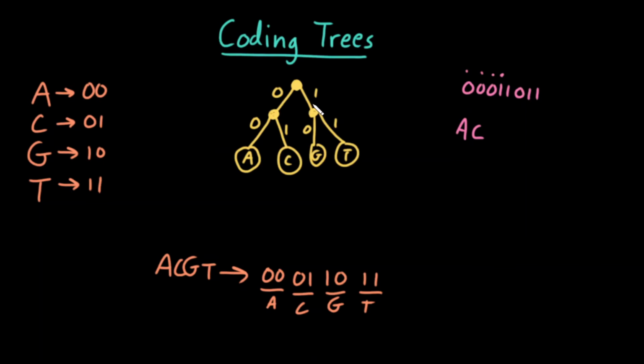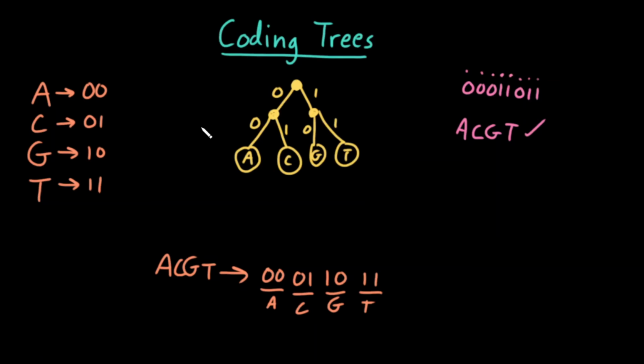Next character is a 1. Next character is a 0. So I saw a G. Go back to the root. Next character is a 1. Next character is a 1. So I saw a T, and I'm done.